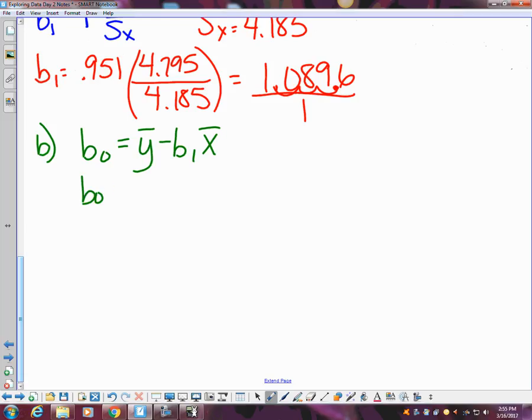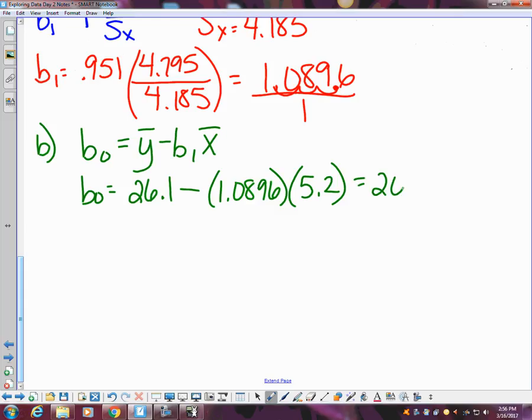Okay, so B sub 0 equals, all right, my y bar from when I did my 2 variable stats was 26.1. Check your calculator, find your y bar, and make sure it's 26.1. Minus, now my B sub 1 is my slope, which was 1.0896. So if you screw your slope up, your y-intercept doesn't have a prayer. Times x bar. Go back and look at your 2 variable stats. Your x bar was 5.2. Type this straight in. I got 20.434.